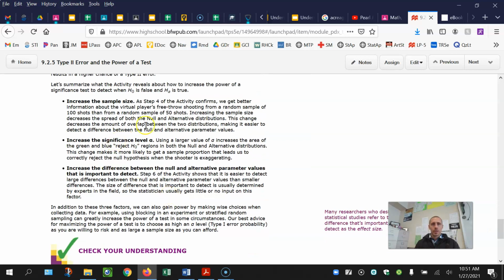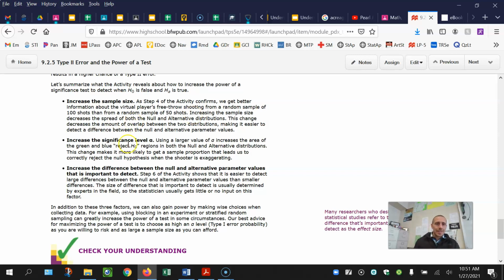Okay, here's the summary. If you increase the sample size, that will increase the power. Increasing the sample size makes everything better. So if you're having a bad day, think about, can I increase the sample size somehow? Yes, you can do it. If you can do that, it's going to increase the power. Why? Because you're more likely to make the right decision.